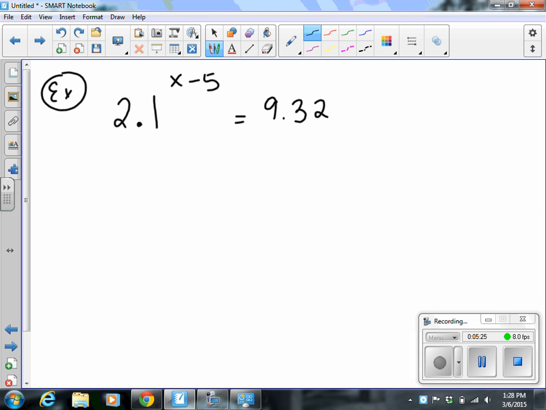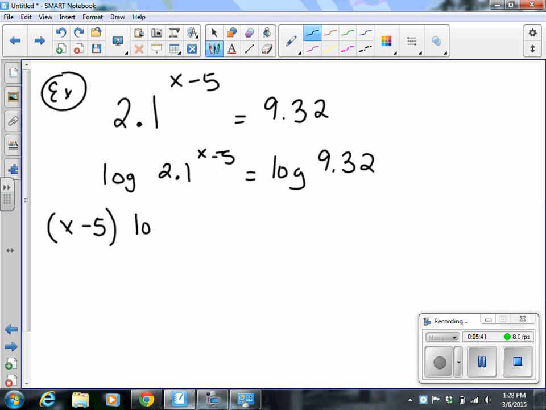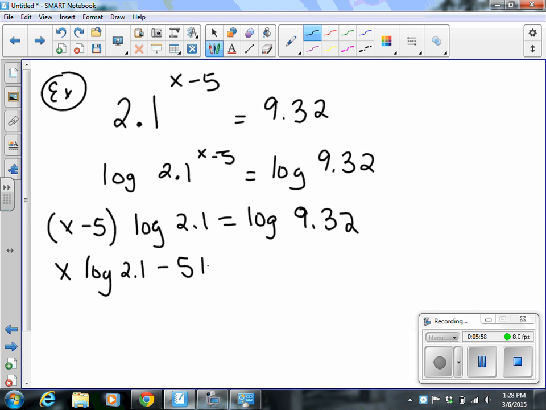First thing I'm going to do is write this in my log form. If you would like to skip this step and just jump to the splitting, that's perfectly fine. I understand it. So I'm going to put my power on the outside. So I have (x minus 5) log 2.1 equals log 9.32. I'm going to split this x minus 5. So I have x log 2.1 minus 5 log 2.1 equals log 9.32.